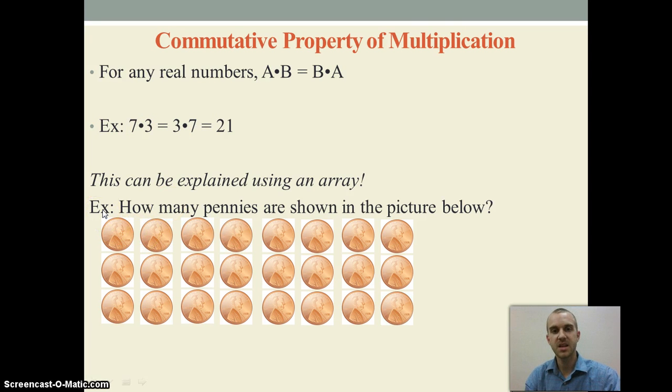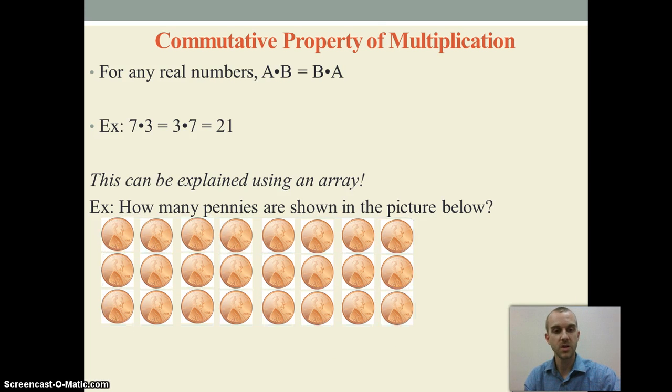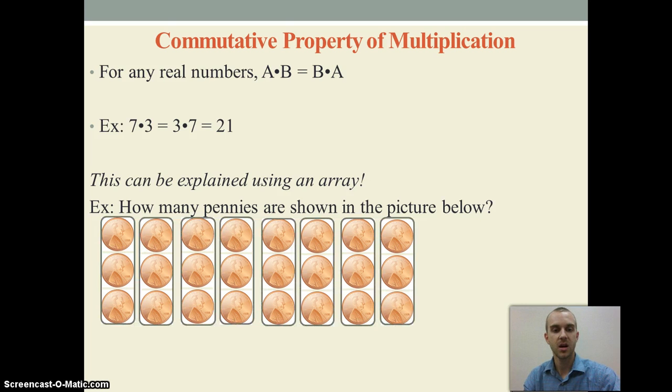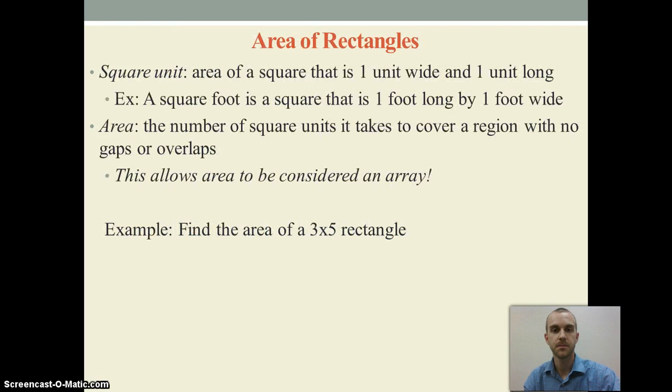Let's look at an array, as that can be very helpful. If you remember in a previous video where we talked about this, where we got the pennies, we could look at this as 3 rows of 8 pennies, which is 24 total pennies, or we could say that we have 8 columns of 3 pennies, which is 24 pennies. So whether we look at 3 groups of 8 or 8 groups of 3, we still would have 24 pennies.